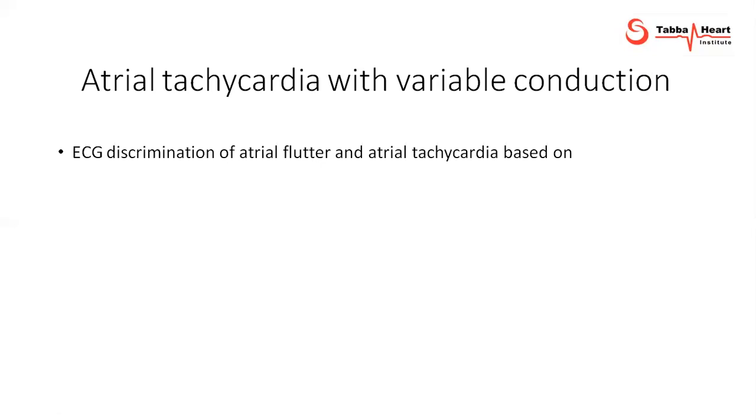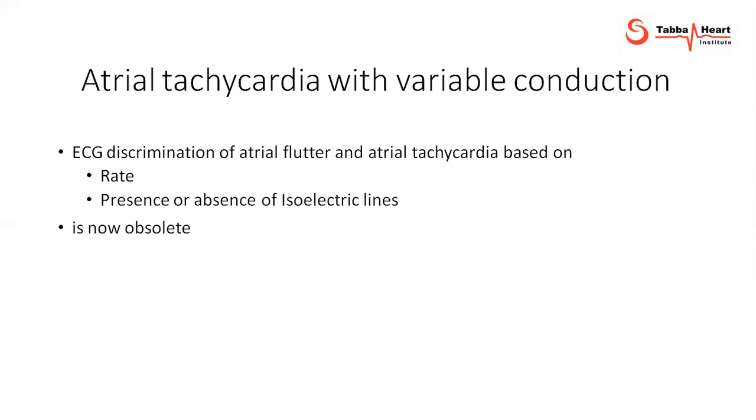Previously, ECG discrimination was used to differentiate flutter and atrial tachycardia, right? And this was based on two things: rate and presence of isoelectric line. If the rate is more than this or less than this, say 80, and there is an isoelectric line, then it is flutter; if there is none, then it is atrial tachycardia. This classification is now obsolete.